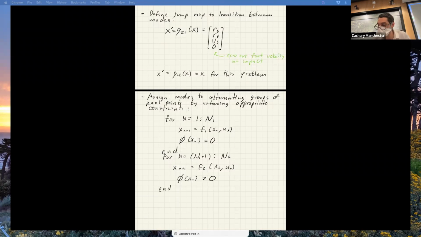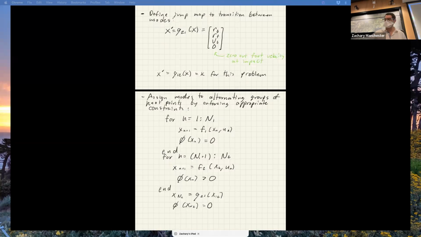And then at the next set of knot points, we're going to have an impact event. So we'd have x at that n2 time step go through the jump map, and then we'd set this guy equal to 0 again. And then we basically repeat this. Now we'd have a new stance phase and so on, and we can keep alternating groups of knot points. Then we'll have a nice standard trajectory optimization problem that we can solve with whatever method you want. You could do this with constrained DDP, or Direct Collocation, whatever you like.